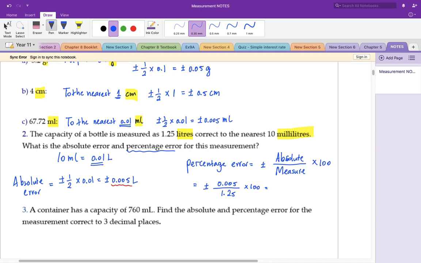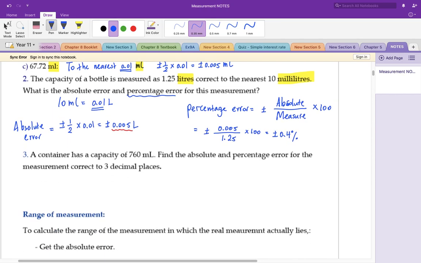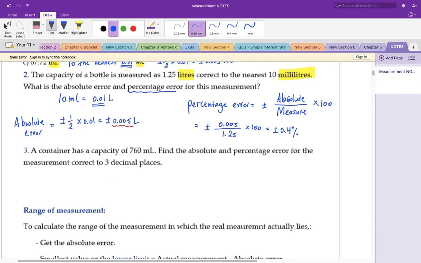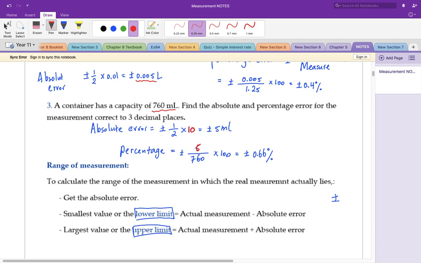Now, once again, when you put it into the formula, into the calculator, you don't use the plus minus. You just put it in the front and put everything else into the calculator and see how much it is. And that actually gives you 0.4%. So that means there's a 0.4% error in my calculation, which is pretty small. Alright, so the answer for this question should be the absolute error is 5 mils.